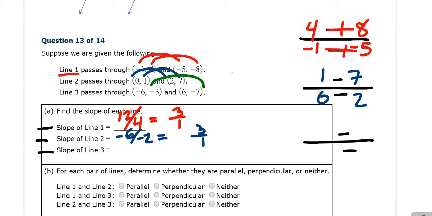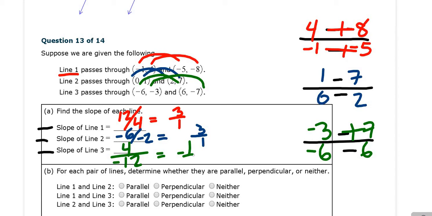Line number 3. Double negative makes a positive. That's going to be positive 4 over negative 12. That is negative 1/3. So lines number 1 and 2 are the same, so they're parallel. Lines number 1 and 3 are opposite reciprocals, or perpendicular, and 2 and 3 are also perpendicular.